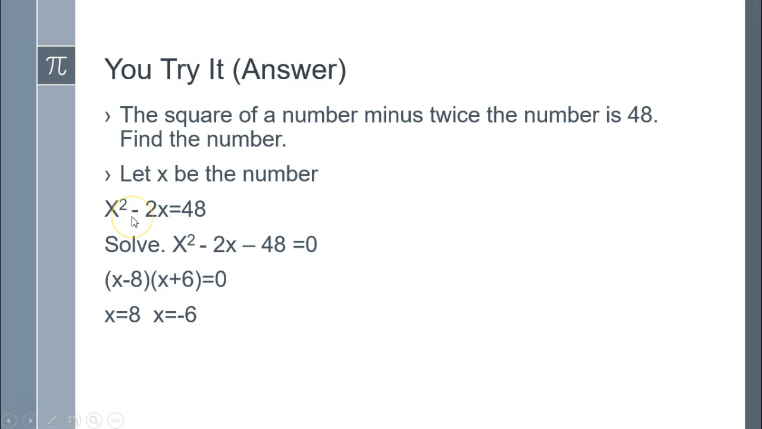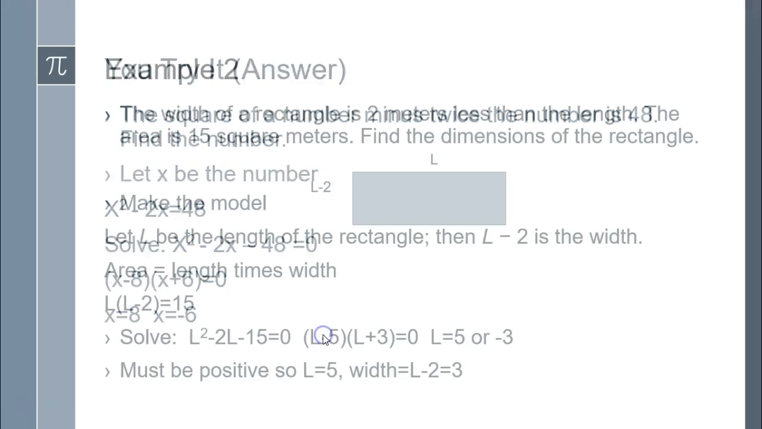Negative 6 squared is positive 36. Minus 2 times the negative 6. 2 times the negative 6 will be a negative 12. You're subtracting a negative 12, so you get 36 plus 12. That's 48. There are two answers, and they are 8 and negative 6.